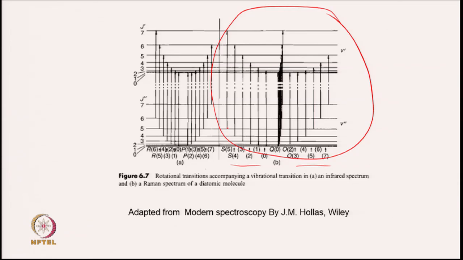You see here in S you are going from 5 to 7, so delta J is plus 2. Here you are going from 7 to 5, so on this side delta J is minus 2. And in this case you are going from the same place, 7 to 7, so delta J is 0. So delta J equal to 0 corresponds to the Q peak, whereas delta J equal to plus 2 corresponds to S, and delta J equal to minus 2 corresponds to your O peak.